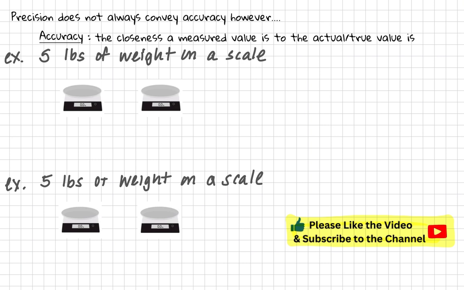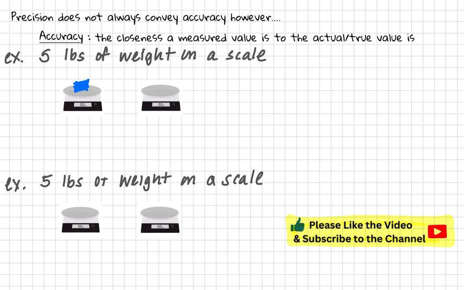But precision does not always convey accuracy. So let's talk about accuracy. Accuracy is the closeness of a measured value to the actual or true value. So I have here an example for visual purposes: 5 pounds of weight on a scale. And we have 2 options. So let me draw out a weight.